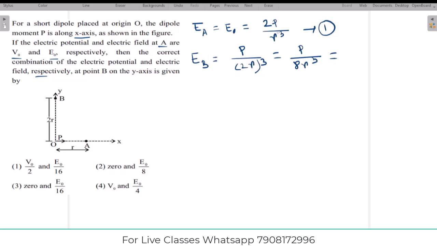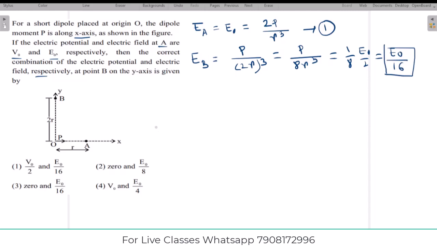Now from the first equation we can write P by r cubed is equal to E0 by 2, since E0 is 2P by r cubed. So 1 by 8 into E0 by 2, that is E0 by 16. So this is the value of the electric field at point B.